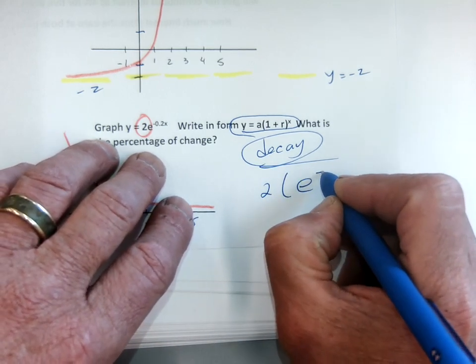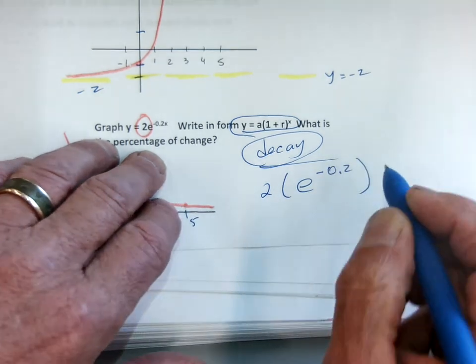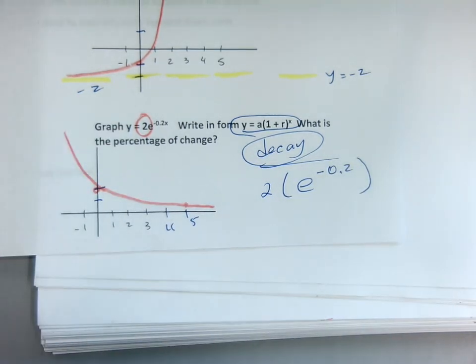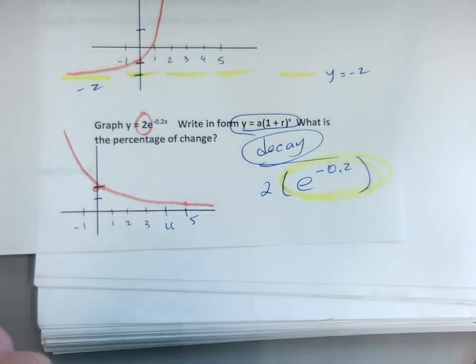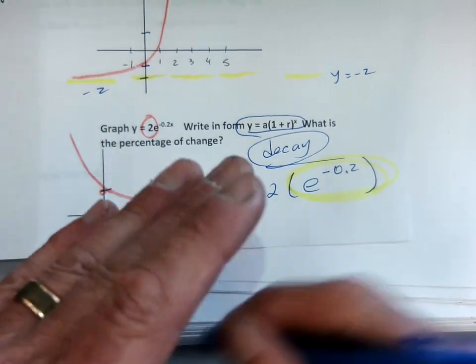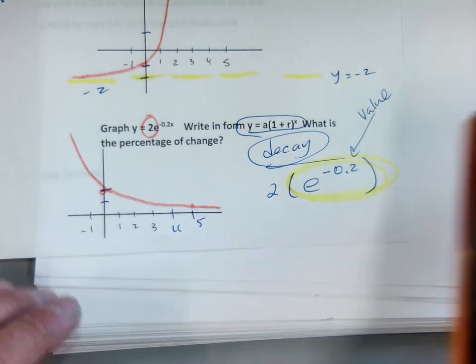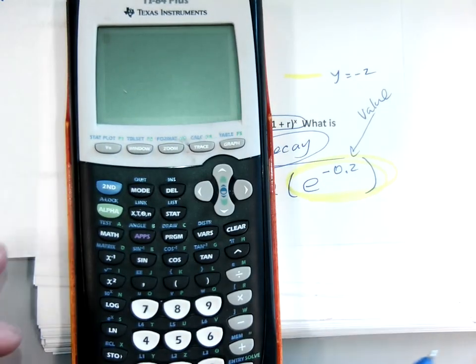e to the negative 0.2 happens to be. So, I want to find out what is the value of e to the negative 0.2. I'm just going to use my calculator. I need to know this value. I want this value. What is this value? Take my calculator. I'm going to do it. Okay, what is e to the negative 0.2?